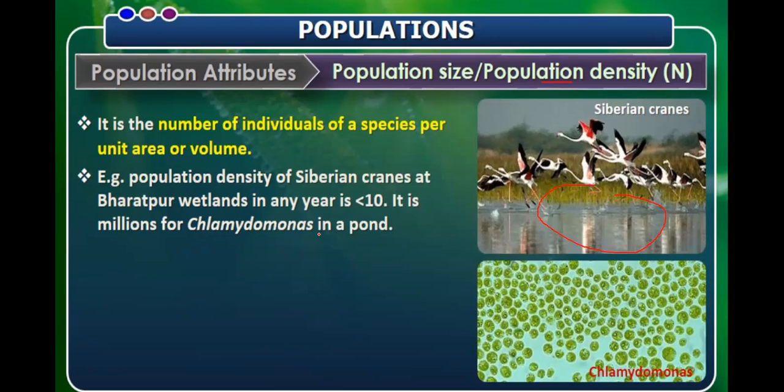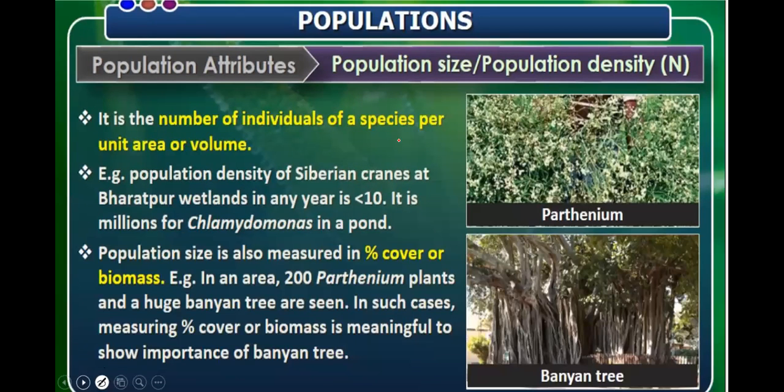There may be millions of Chlamydomonas in a pond. Here in a pond, it may be in millions; in this pond it may be in hundreds of thousands. So it is the number of individuals of a species per unit area or volume. Parthenium species. The population density of Siberian crane at Bharatpur wetland in any year is less than 10, whereas there are millions of Chlamydomonas in a pond.